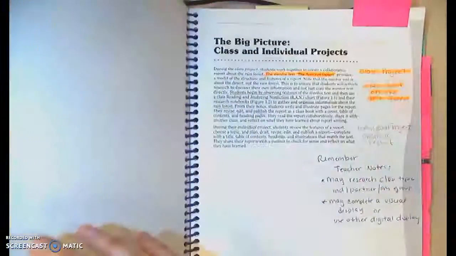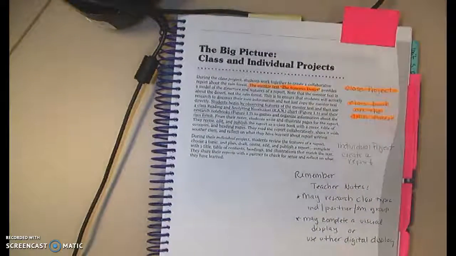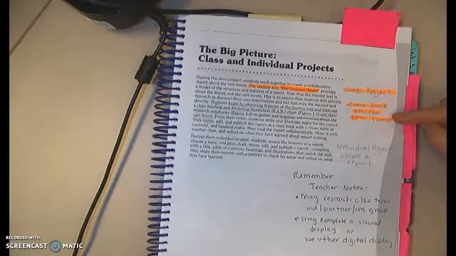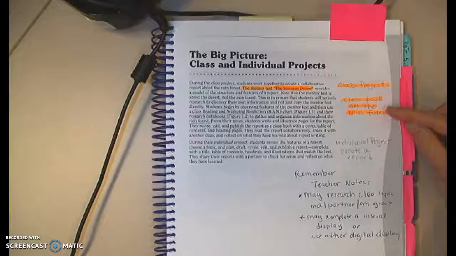So in the Inform tab, it starts off talking about the class and individual projects. And for the class project, you will be using the mentor text, The Sonoran Desert. And the class project is a class book about the rainforest, remembering that you can always change the topic. You don't have to follow the topic that they suggest.